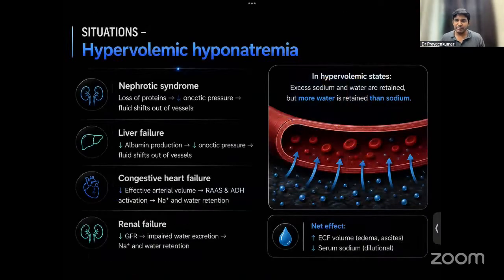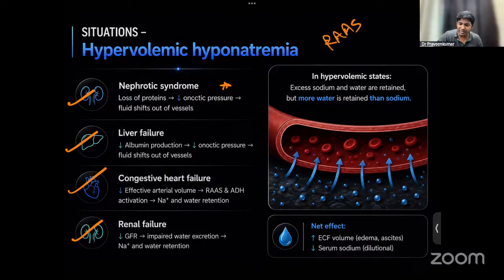So hypervolemic hyponatremia, very classical. Areas where you get it are nephrotic syndrome, liver cirrhosis, congestive heart failure, and renal failure. These four conditions are very, very important. Basically, it is heart failure, liver failure, kidney failure. On top of that, you should remember nephrotic syndrome, which is again very important.